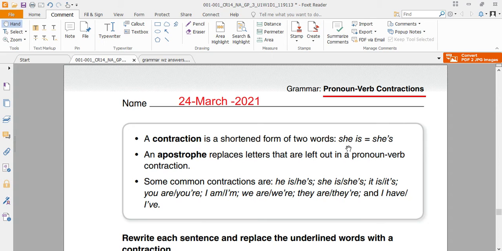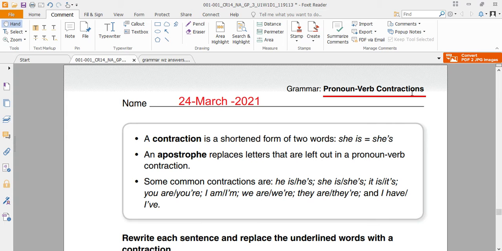We have a grammar lesson. So kindly take out your grammar books. Open your book to page 121 and write down today's date, 24th of March 2021. Underline today's topic, pronoun verb contractions.